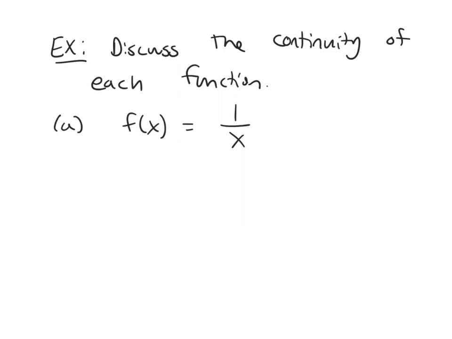And let's start by talking about what's the domain of this function. So if I asked you for the domain, what would the domain be? Well, what can't I plug in for x? There's one number I can't plug in for x, and that's 0. So the domain here would be everything but 0. So in interval notation, negative infinity to 0 and 0 to infinity.